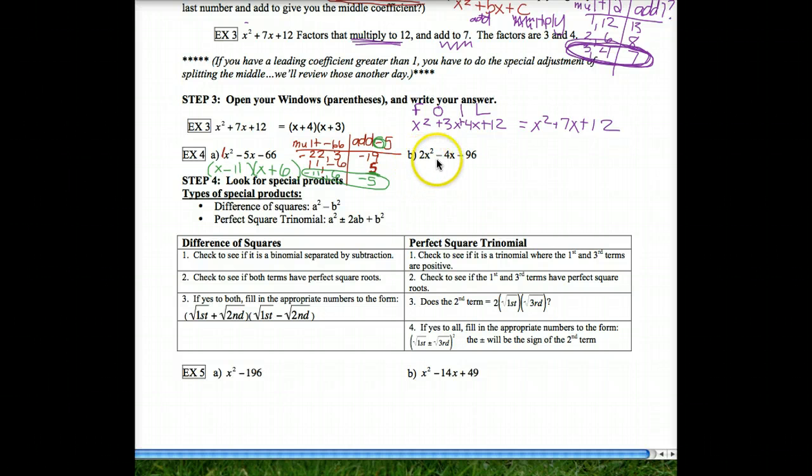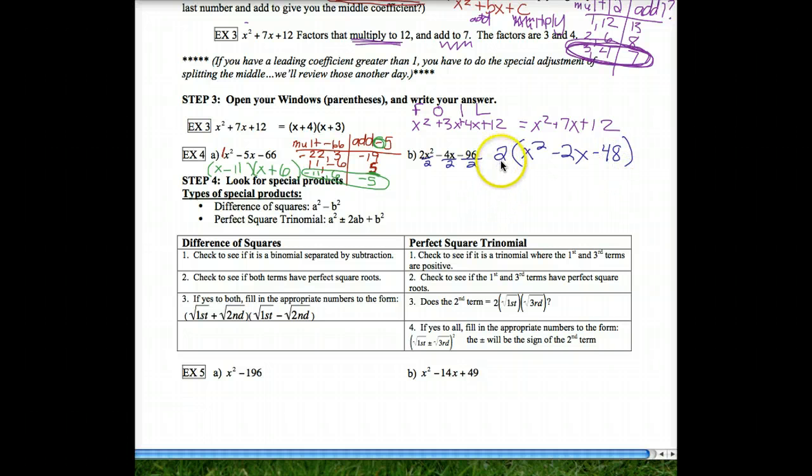So first thing, I look for GCF. Third term doesn't have an x, so no variable GCF. All three of these are divisible by 2, so I'm going to take the 2 out. 2x squared divided by 2 is x squared. Negative 4x divided by 2 is negative 2x. And negative 96 divided by 2 is negative 48.